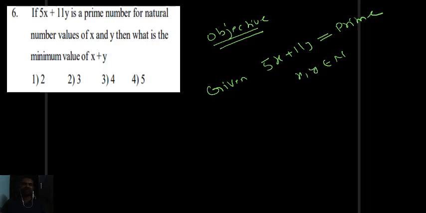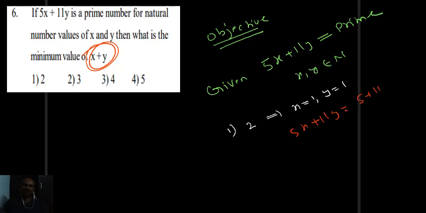Now I will find the answer by using the options. Option 1 is 2. That means x should be 1 and y should be 1, and the addition is 2. Required x plus y is 2 means x and y should be 1 only. In this case, 5x plus 11y equals 5 plus 11, that equals 16, not a prime. What is the meaning of that? x plus y is not equal to 2.